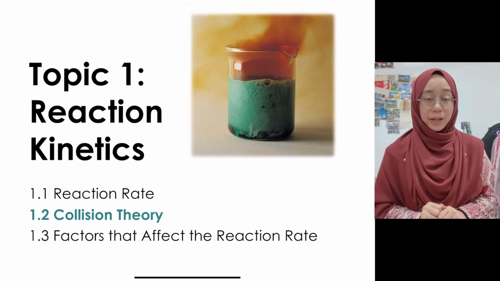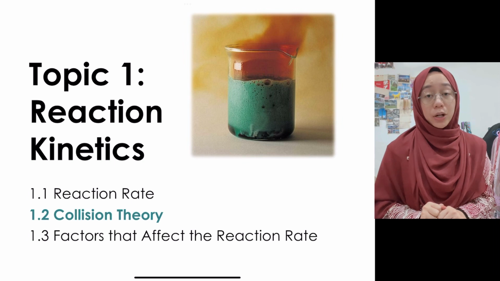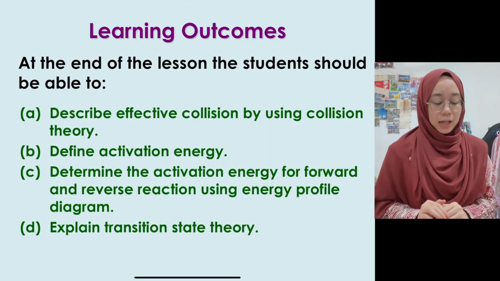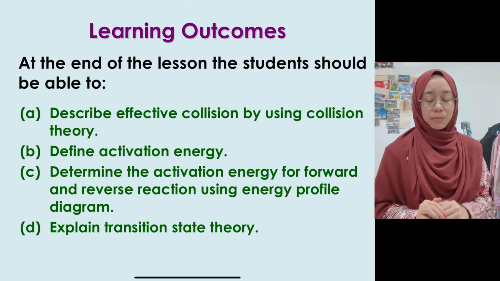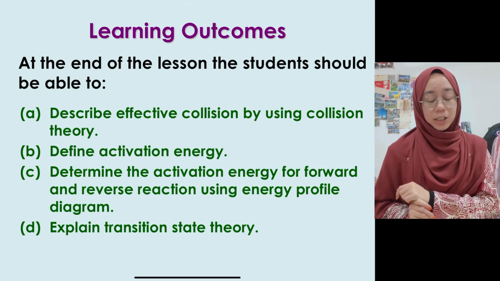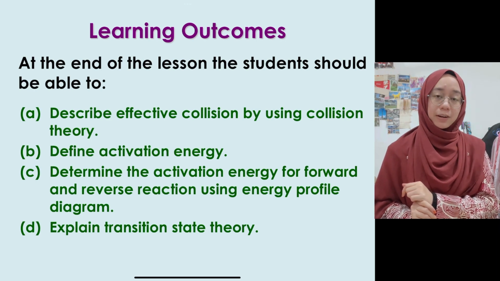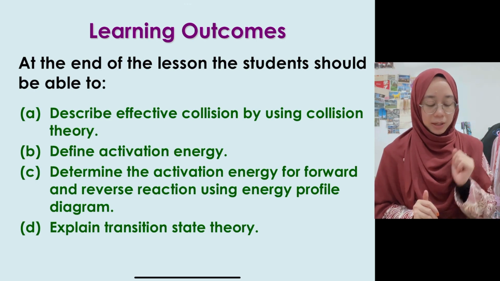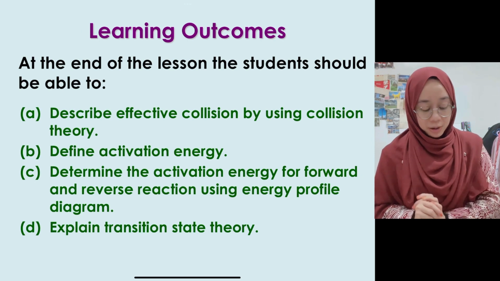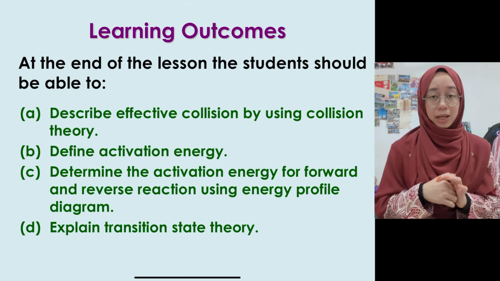So today we are going into the subtopic 1.2 collision theory. So let's have a look at the learning outcome for this lesson. There are 4 in total. By the end of this lesson you should be able to describe effective collision by using collision theory, define activation energy, determine the activation energy for forward and reverse reaction by using the energy profile diagram, and also explain the transition state theory.